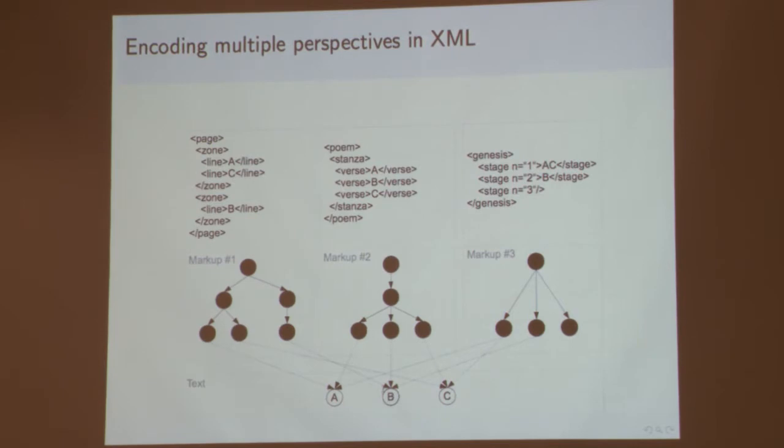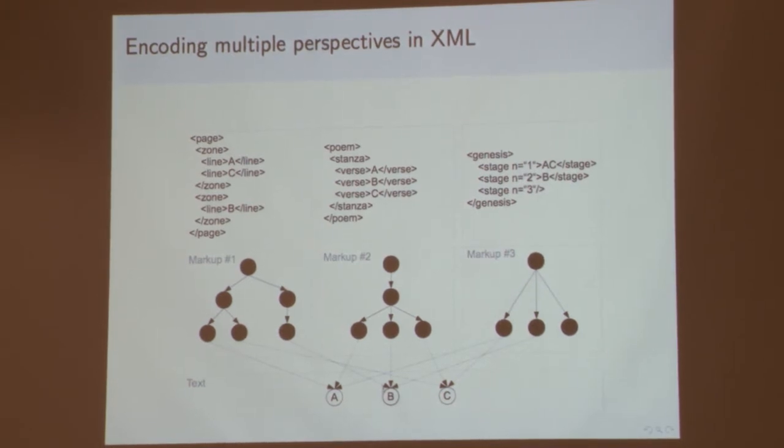And just to add to that complexity, you could have a third perspective that looks at the chronology of the whole act and says, OK, lines A and C have been written in the first stage. Second stage, then, line B was written down. On the markup perspective, and that's the top layer, you can encode this with XML without any problems.